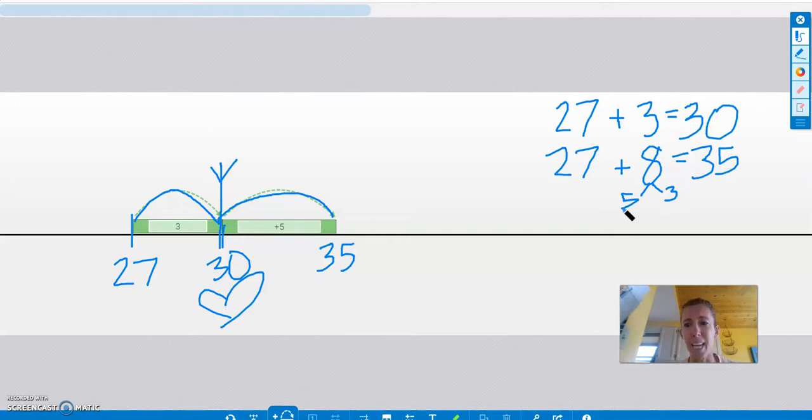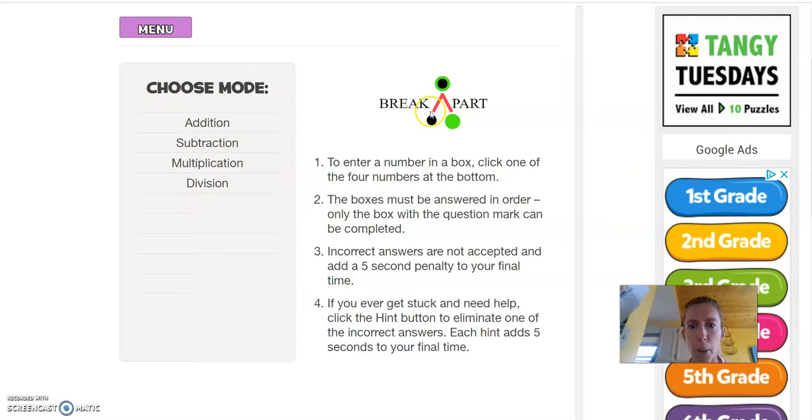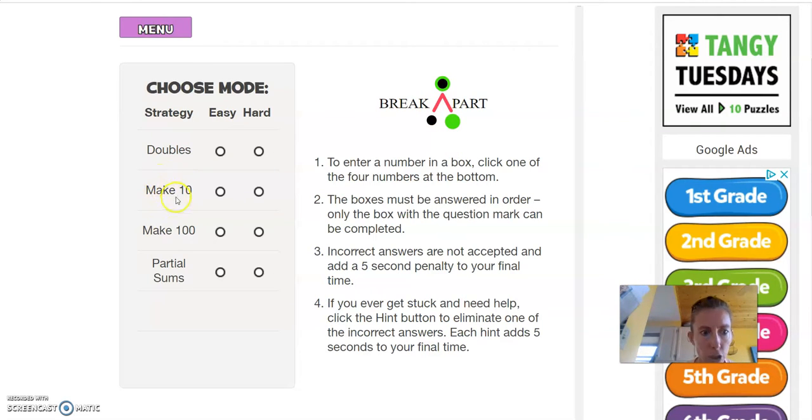Okay? So it's really good to get good at this strategy, but to get good at things, you have to practice them. So I am going to show you an app that, not an app, but a website that you can practice this at. And it's on Greg Tang, and it is called Break Apart. And we're gonna work this through with addition, and we're trying to make tens numbers right here.